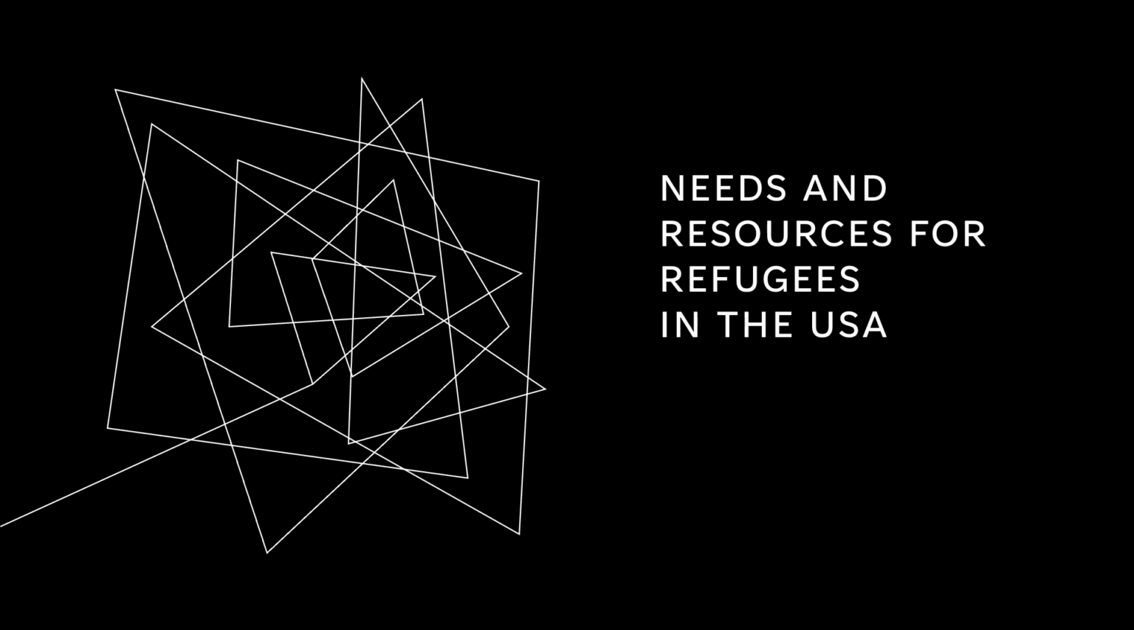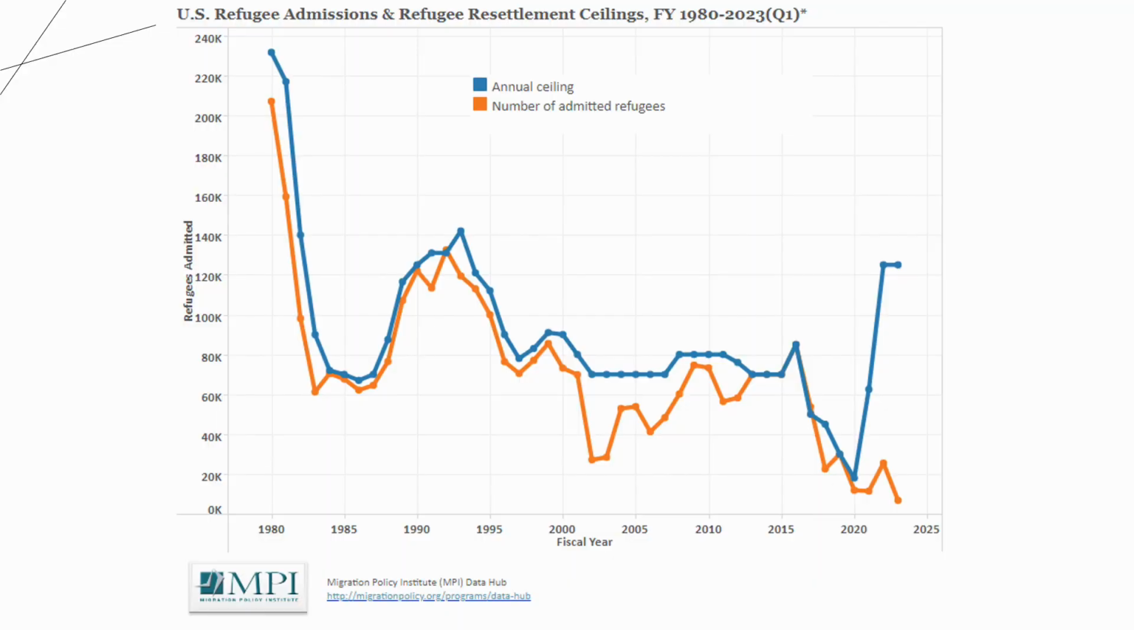So now we'll shift our focus specifically to the needs and resources for refugees and asylum seekers here in the USA. In this figure from the Migration Policy Institute, you can look at the trends for the ceiling of refugees and the number of refugees admitted to the USA since 1980. Although the ceiling has been raised since the last presidential administration, the number of refugees admitted to the USA has lagged.